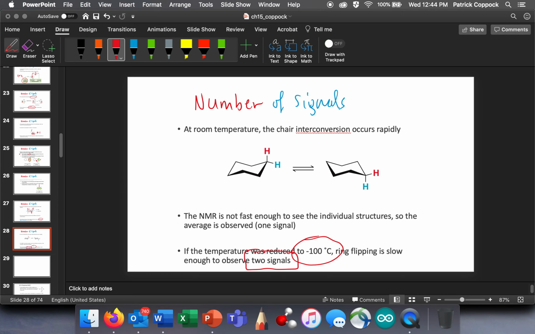Okay, and so that's a more detailed explanation of the number of signals. Please don't lose sight of the important feature, though, and that is, generally speaking, you can look with your eyes and you can see if hydrogens are equivalent to each other, if their environments are equivalent, and you can group them into groups, and the number of groups that you have is going to be the number of signals. Number of equivalent hydrogens is going to be the number of signals.